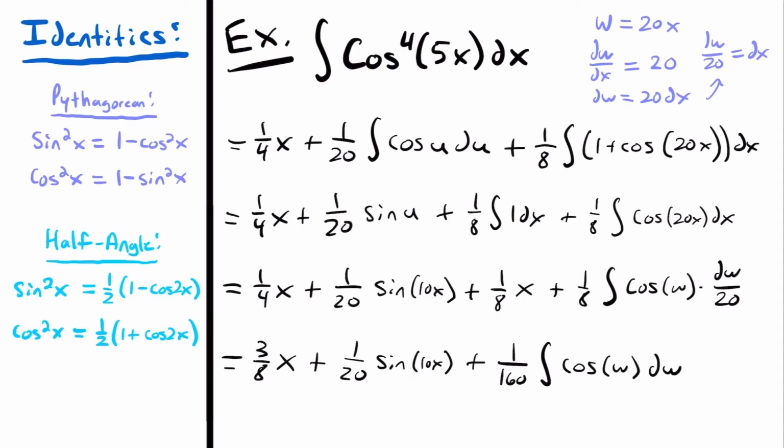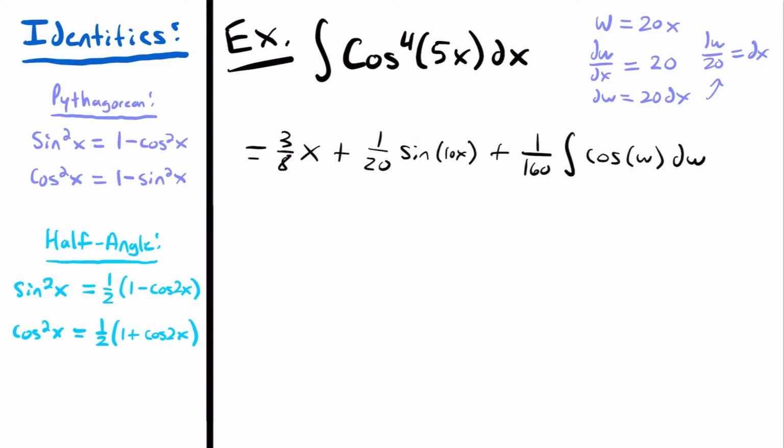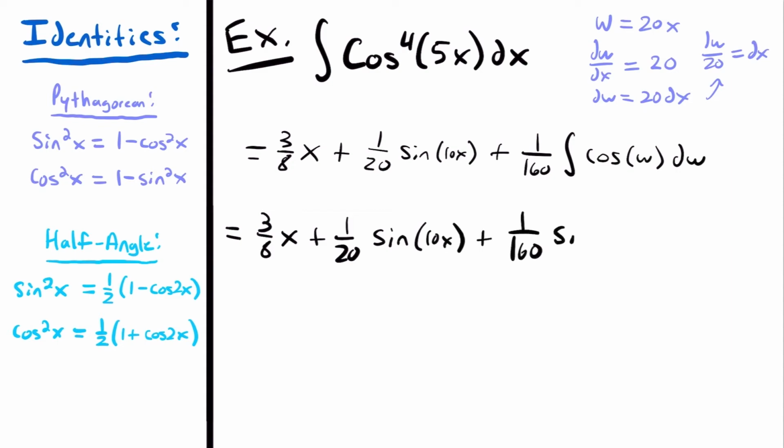All right, and so if I clean up my work one more time, we know that the integral of cosine is going to be sine, and so this is equal to 3/8 times x plus 1 divided by 20 times sine of 10x plus 1 divided by 160 times sine of w plus c.